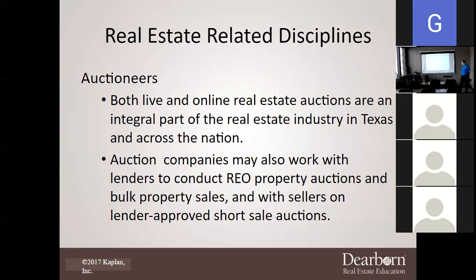Some other areas that you can focus on could be auctioneers. Both live and online real estate auctions are an integral part of the real estate industry in Texas and across the nation. Auction companies may also work with lenders to conduct REO property auctions and bulk property sales, as well as with sellers on lender-approved short sale auctions. So auctioneers is a very big one as well.